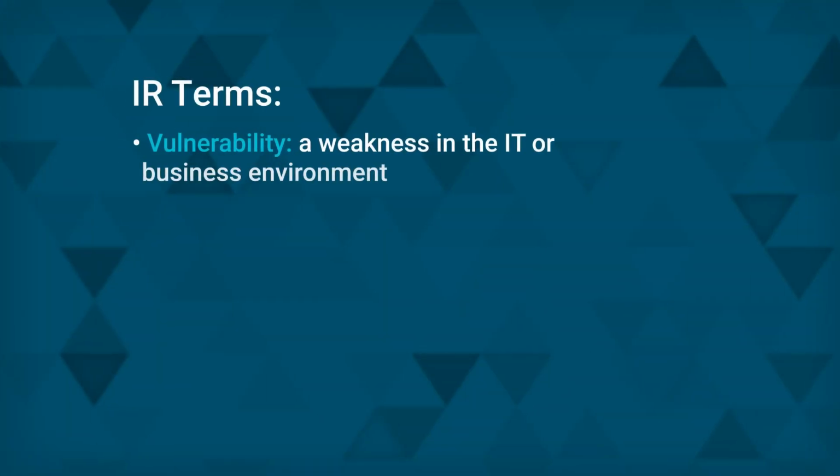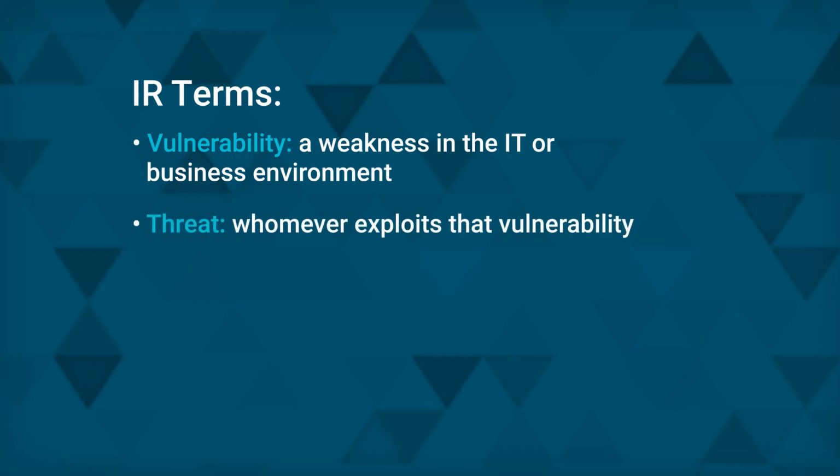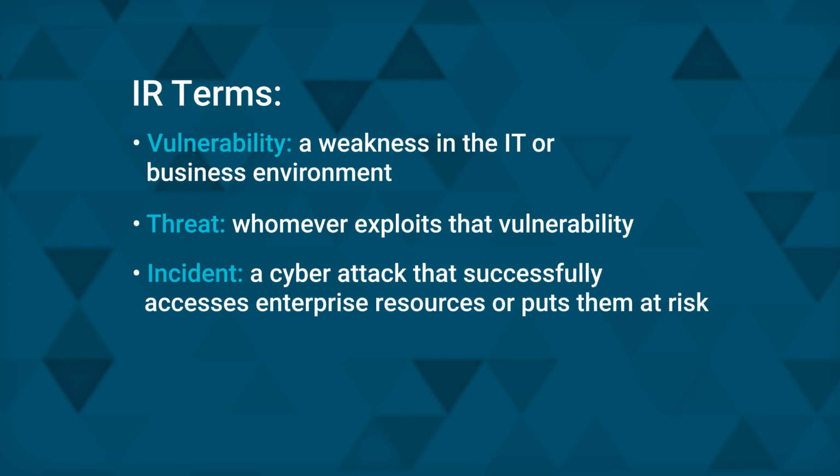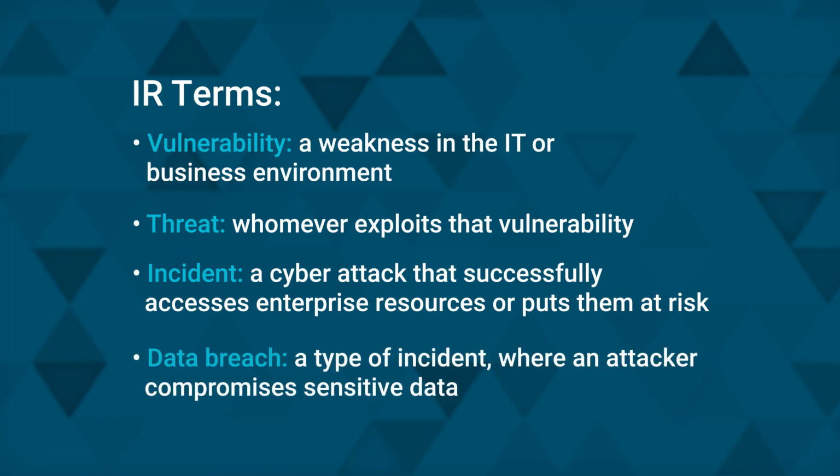A vulnerability is a weakness in the IT or business environment. A threat refers to whomever exploits that vulnerability. That could be a cybercriminal, or it might be a company insider. An incident is a cyber attack that successfully accesses enterprise resources or somehow puts them at risk. And a data breach is a type of incident where an attacker compromises sensitive data like personally identifiable information or intellectual property.